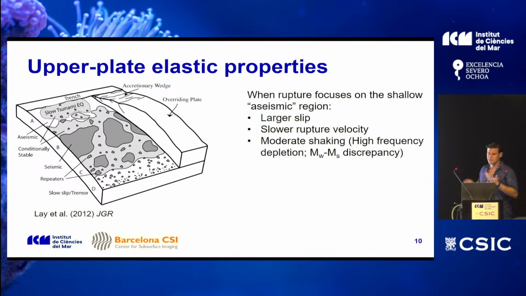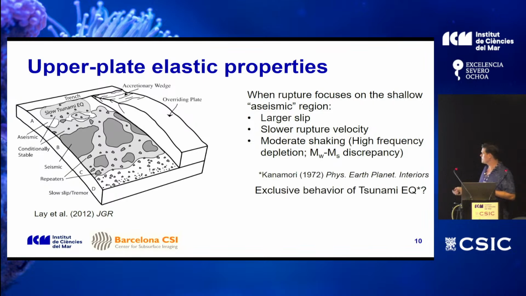So what was thought at that time is that this behavior was exclusive to this particular class of earthquakes, the tsunami earthquakes. Now, with the occurrence of larger earthquakes, such as Tohoku or Sumatra-Andaman, that nucleated in this region and propagated all the way up to the trench, we saw that these characteristics are not particular to these events, but to all the earthquakes that propagate through this area.